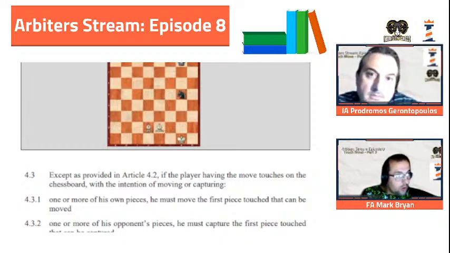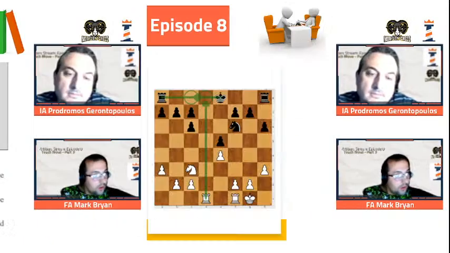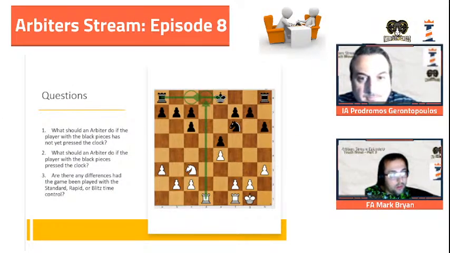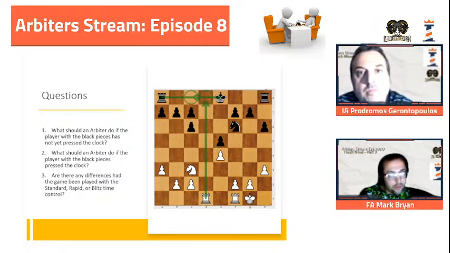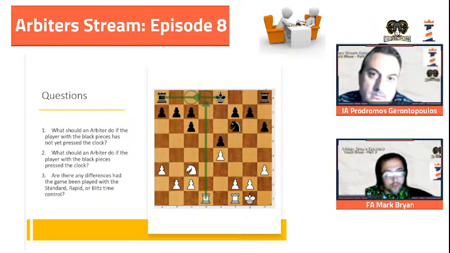And when we go back to the question from Vasilis, if it's an illegal move and I have not yet pressed the clock, I can change my move. Only if it's illegal can I change my illegal move. But I have to do so by playing the piece I have touched first. So if I touch the king first, I may castle on the other side, as long as I haven't pressed the clock first.